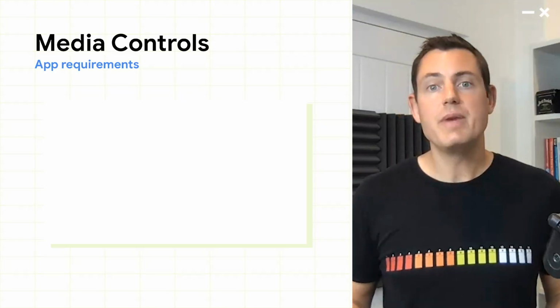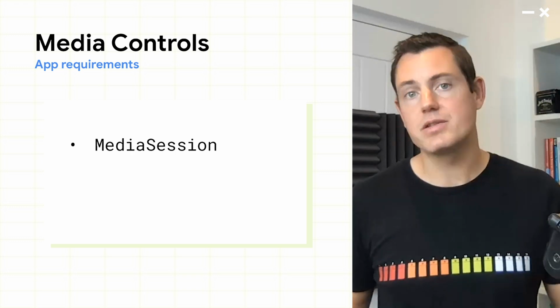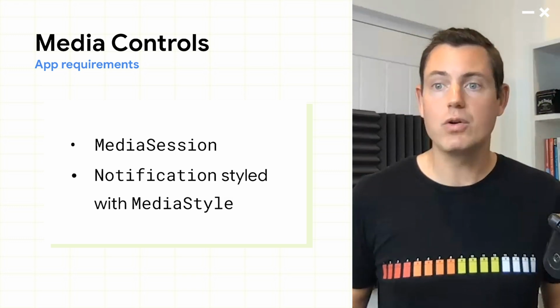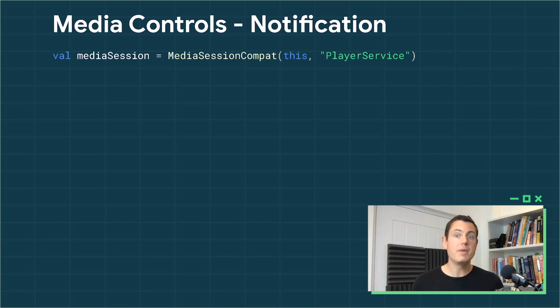So, as a media app developer, you can support these media controls by creating a media session and using media style for your notification. These APIs have been around since Lollipop, so chances are you're doing this already. To understand exactly how the media controls are created using the notification and media session, let's take a look at some code. First, we create a media session.